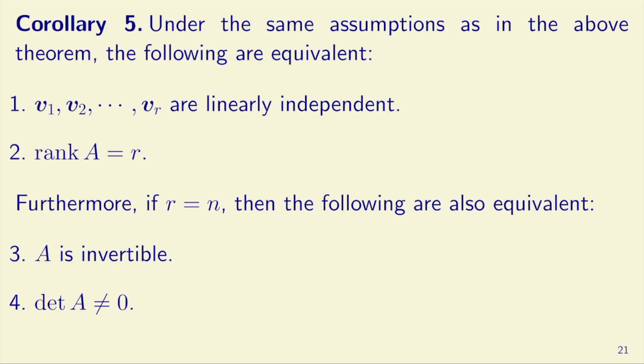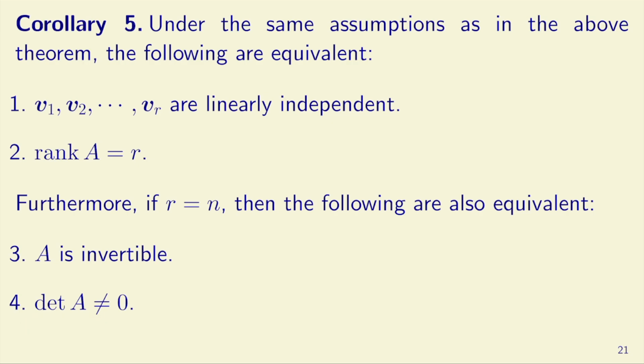And Corollary 5 takes it a step further, connecting linear independence to the rank of a matrix and even its invertibility. If the vectors forming the columns of a matrix A are linearly independent, then the rank of A equals the number of vectors. And if it's a square matrix and the number of vectors equals the dimension, then the matrix is invertible and its determinant is non-zero.